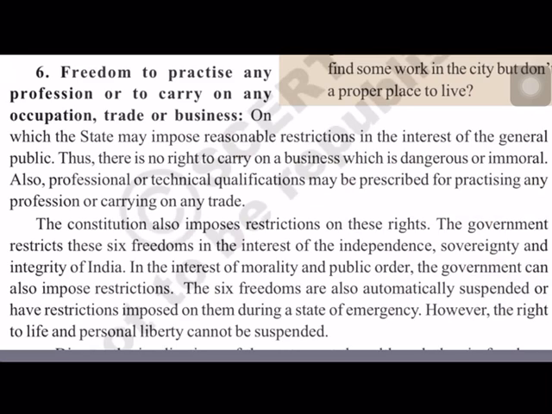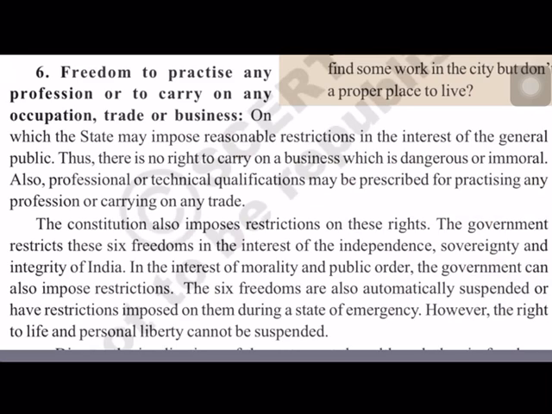So this freedom can also be restricted by the government by imposing reasonable restrictions. In the interest of the general public only, the government can impose some reasonable restrictions on this freedom also. And otherwise, people are free to carry out any trade or any business as a source of livelihood for themselves.